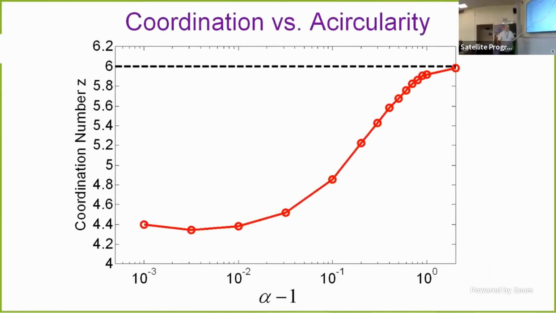Here are the results for it. So it starts out low around 4, and it goes up to 6, just like we expect. So these are hypostatic, but it's a little bit weird that it doesn't go down to 4. Okay, and that's a little bit weird.